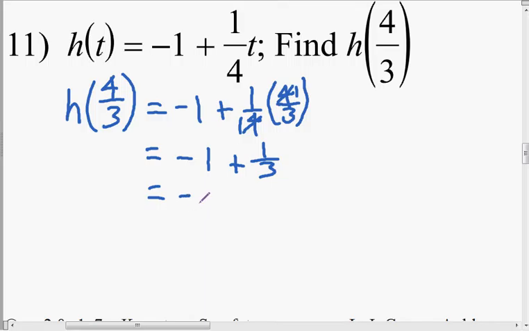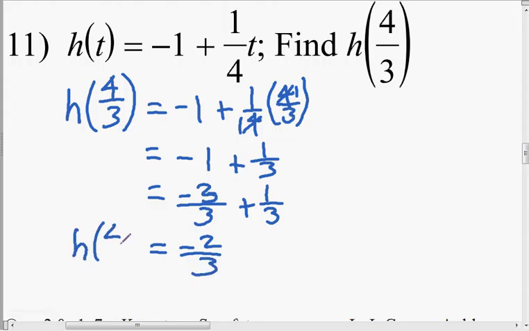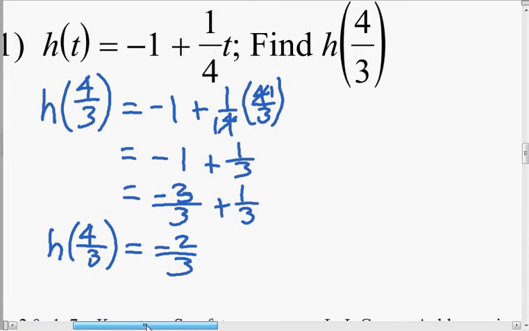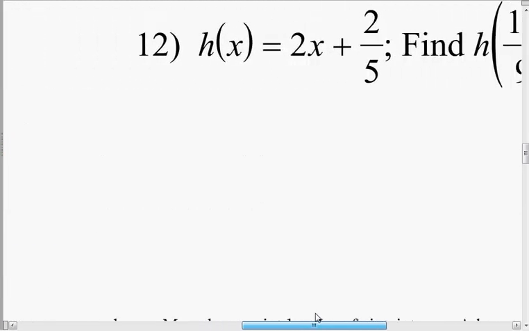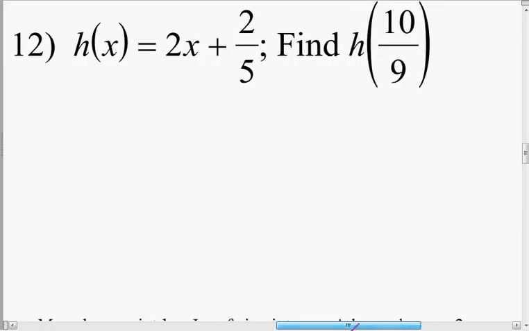I think about the -1 as negative 3/3. I add 1/3. So I lose 3/3, I get 1 back. I end up with a total of -2/3 equal to h times 4 over 3. Okay. Take a quick look at number 12 now. Pause the video. See if you can answer number 12. When you have an answer, restart the video and you can check your answer.